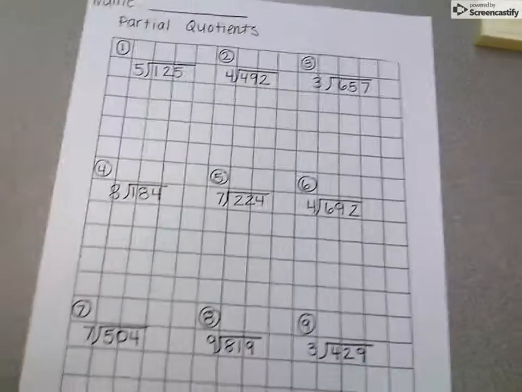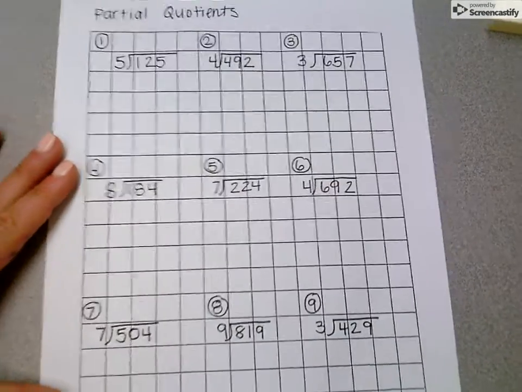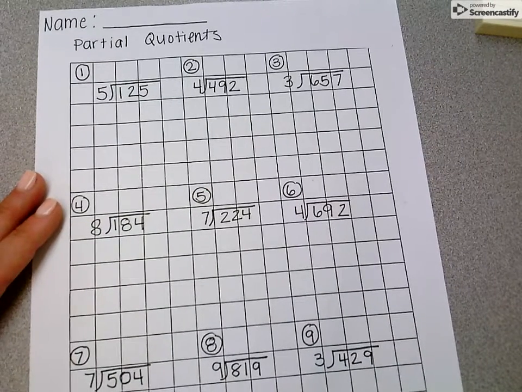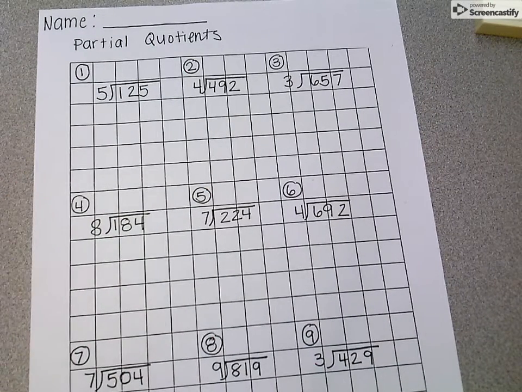Hey guys, I just wanted to make a video on partial quotients using the Big Seven theory. This is the way that we learned yesterday, and I think it's honestly just an easier way for you guys to understand how to use partial quotients to find your exact quotient or your exact answer. Let's start with our first one.